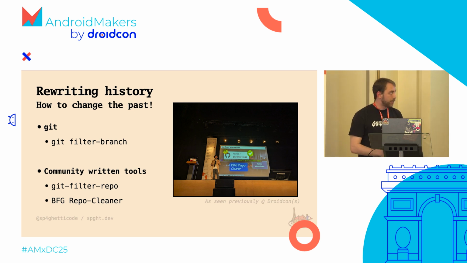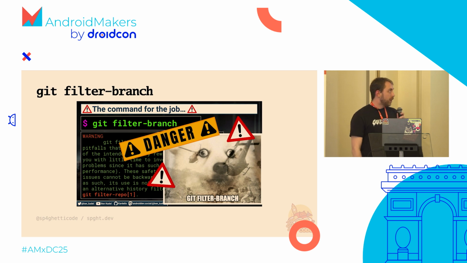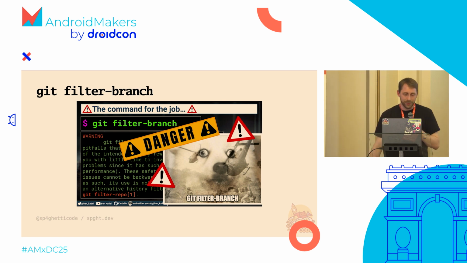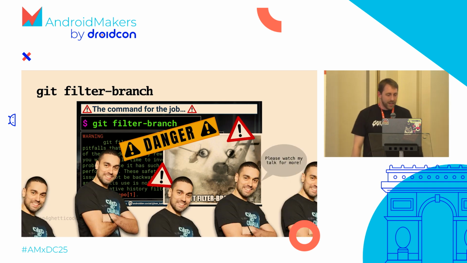I'm going to cover those two in a second, but if you do want to know about git filter-branch, as I said, Ben has done a great slide. This is lifted straight from Ben's talk. I highly recommend that you watch Ben's talk from Android Makers last year. Yeah, last year. Wow, time flies. Highly recommend you watch that if you want to learn about git filter-branch.